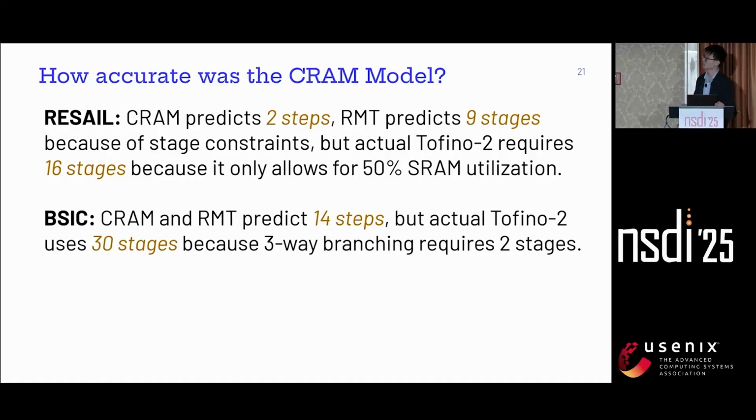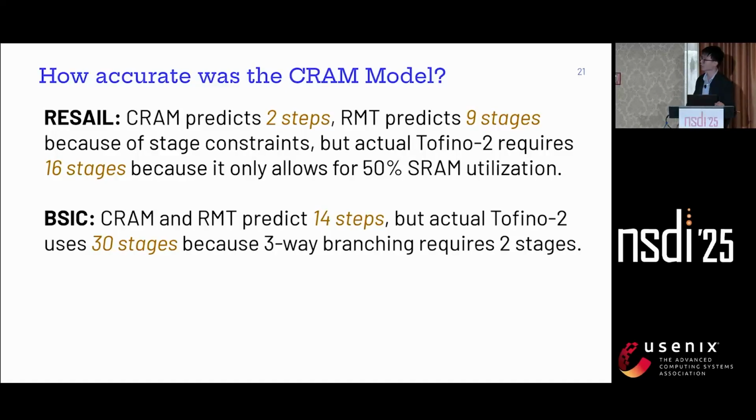So how accurate was the CRAM model? Here we found that the CRAM model predicts 2 steps, RMT predicts 9 steps, and the Tofino 2 implementation actually required 16 stages. We found that this kind of ×2 increase was because, when we wrote the code, we realized that on Tofino 2, you could only achieve a maximum of 50% SRAM utilization, so around ×2.